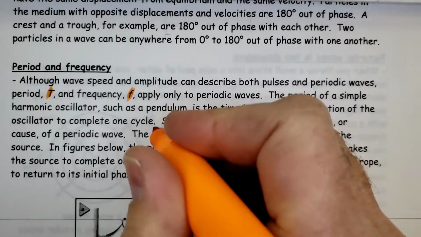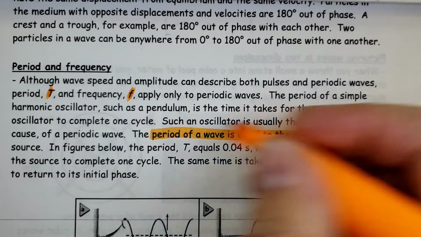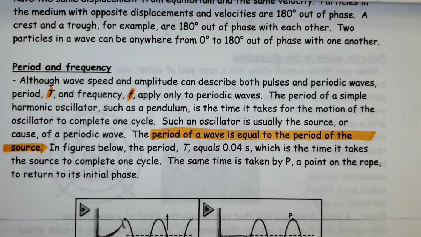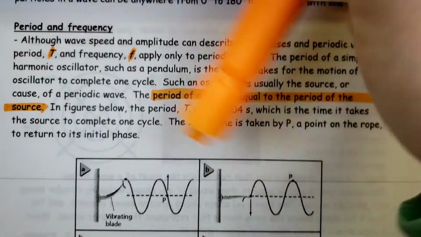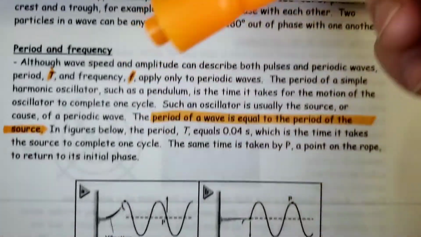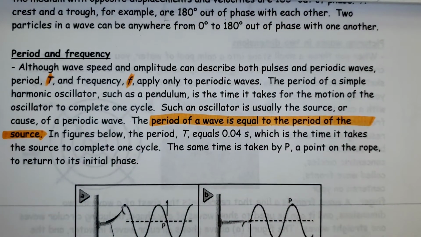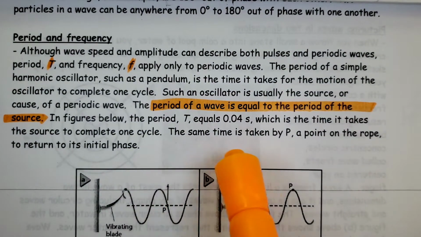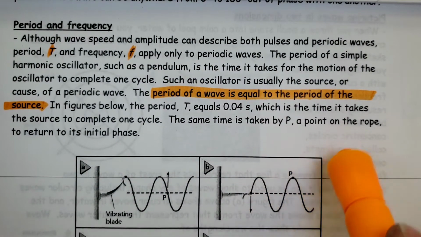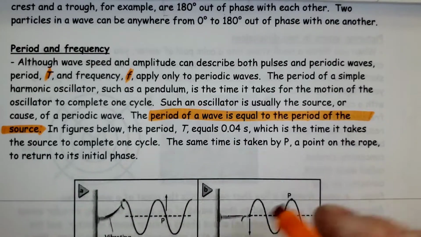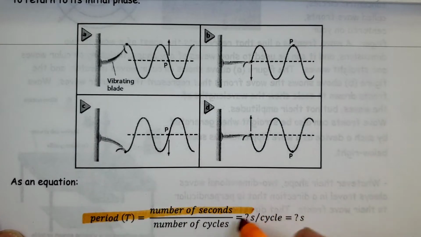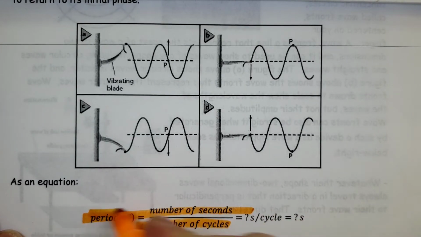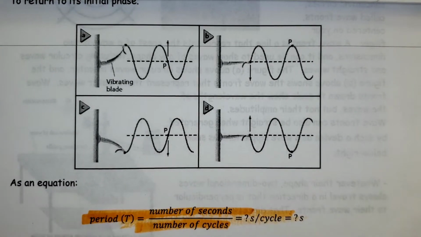The period of a wave, how many seconds per cycle, is determined by the thing making that movement. So if you're swinging a pendulum, the period of your hand is what the period of the pendulum will be. In the figure below, the period T equals 0.04 seconds, which is the time it takes to make one complete cycle. If you look down at the bottom here, here's the key. And again, you'll get a formula sheet that has all of that on it.